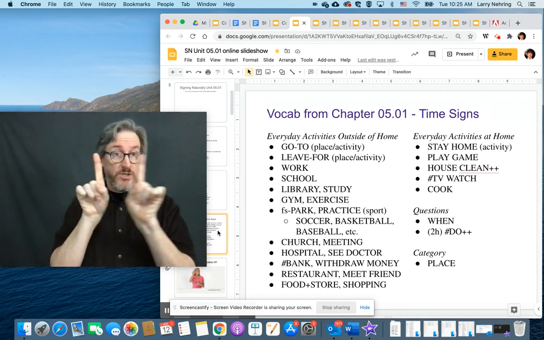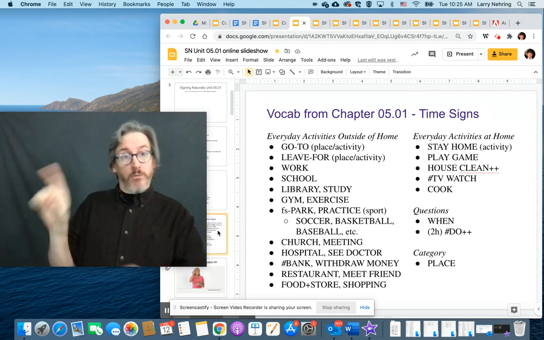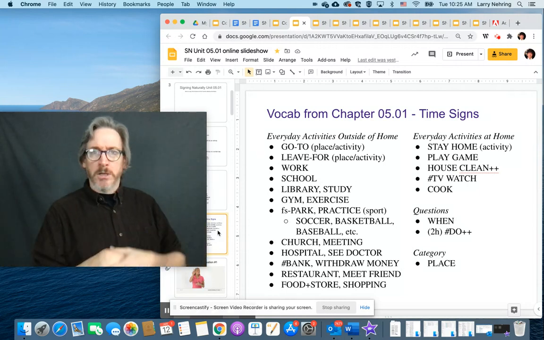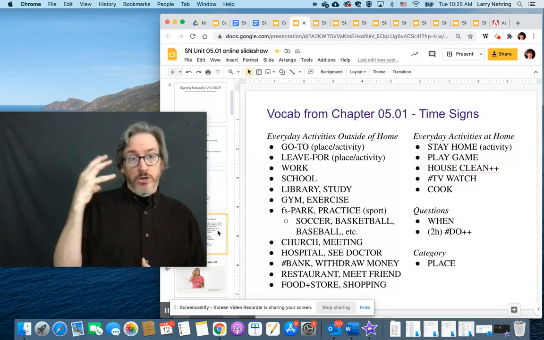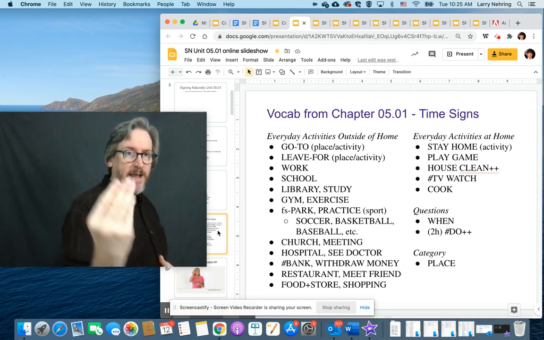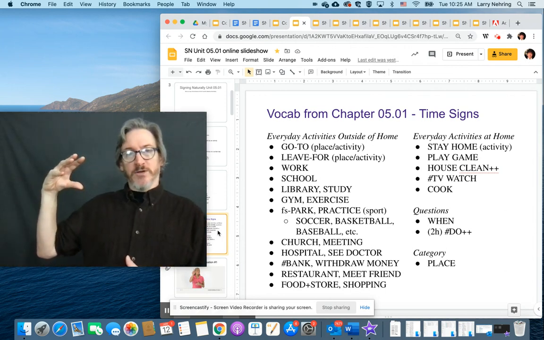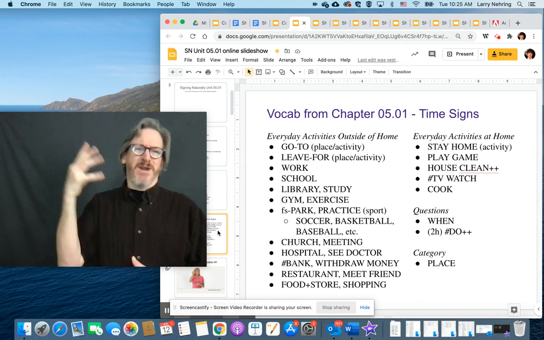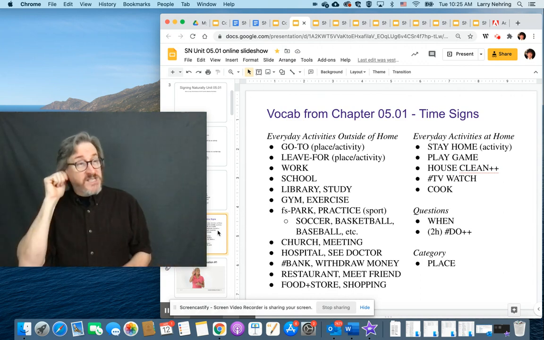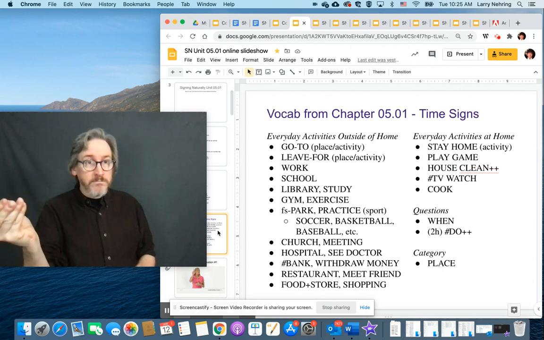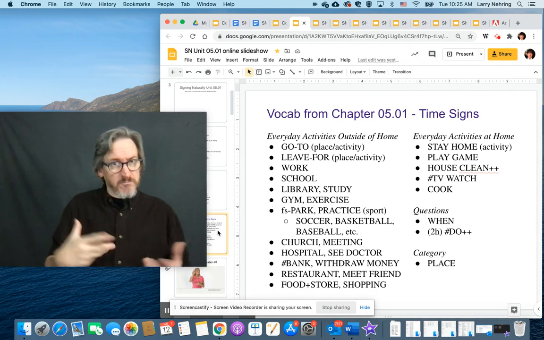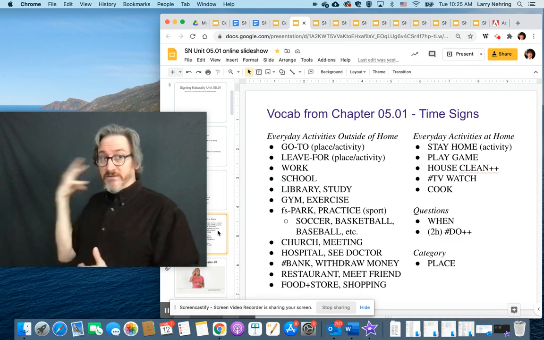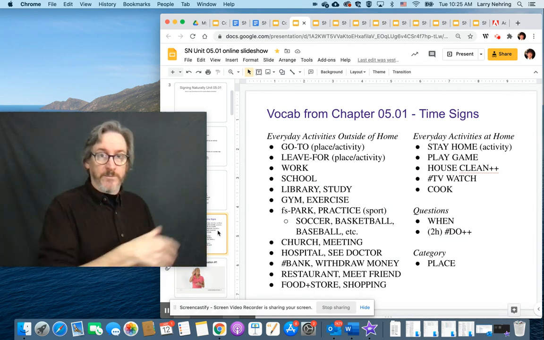Okay, so time signs and everyday activities. Go, two index fingers. Go. You can even do one. Leave. Shoo. The way I can best explain leave is when something recedes into the distance, it gets smaller. I'm going to go. We've seen the sign for go out, outside. So I'm going to go outside to go to work. Leave.